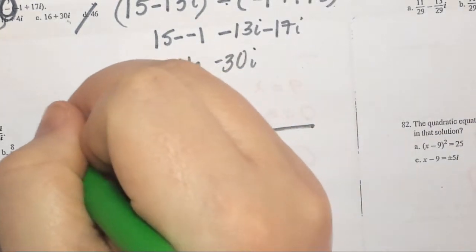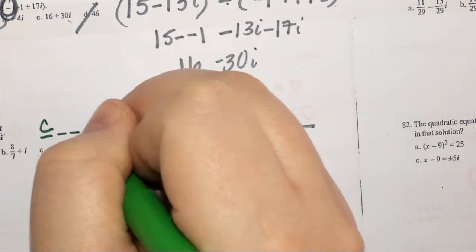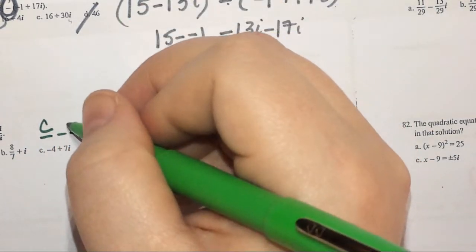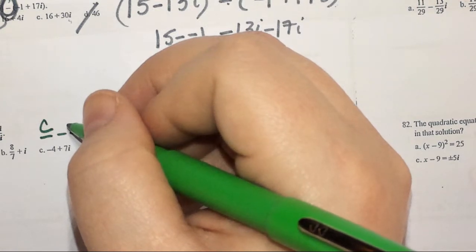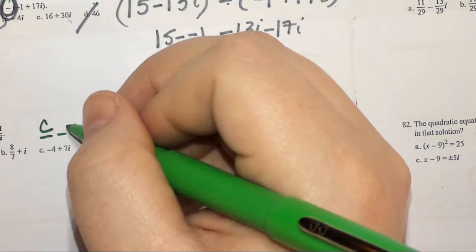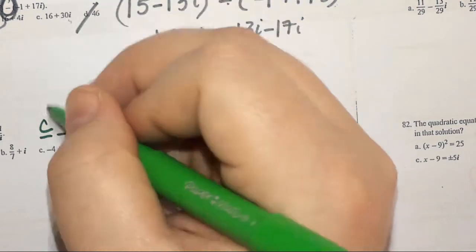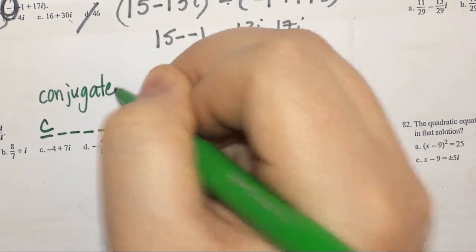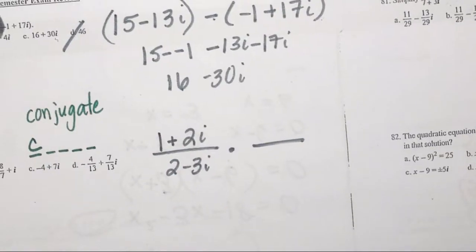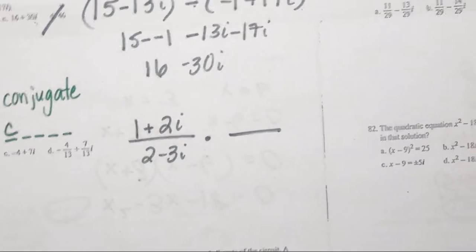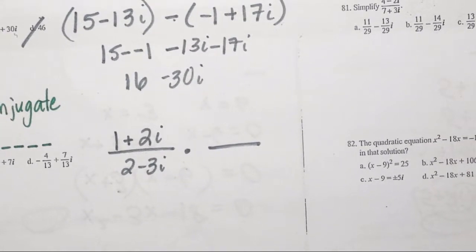An E. Oh, can I spell today? J-U-G-A-T-E? Yeah. Conjugate? Yeah, it's called the conjugate. You definitely had that one, it was just at the tip of your tongue. Well, that's what we're multiplying by.